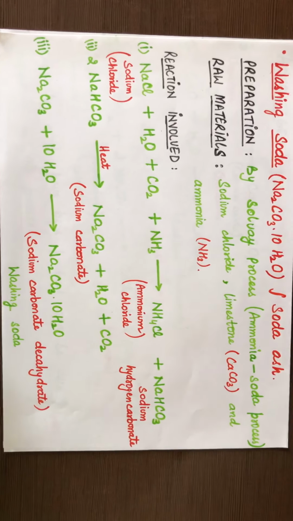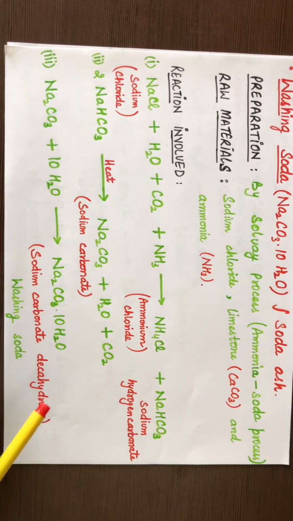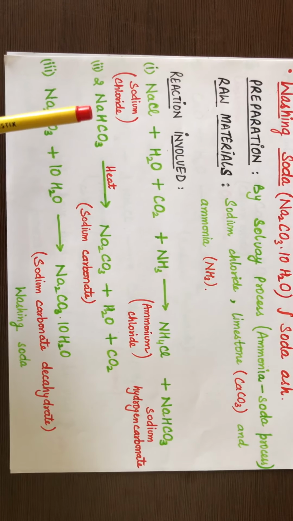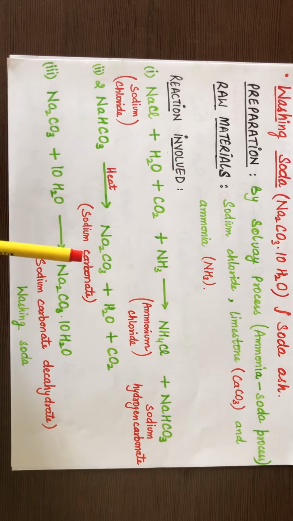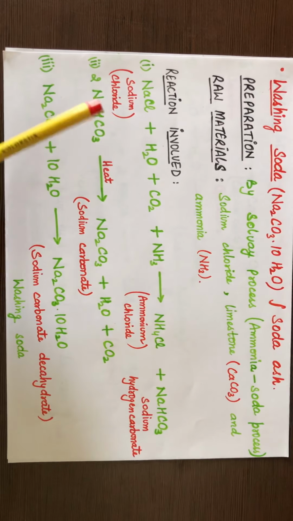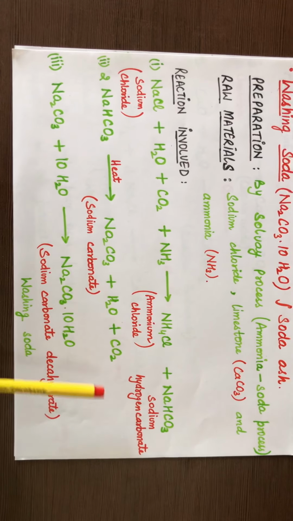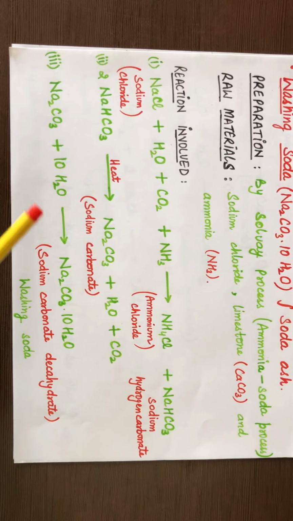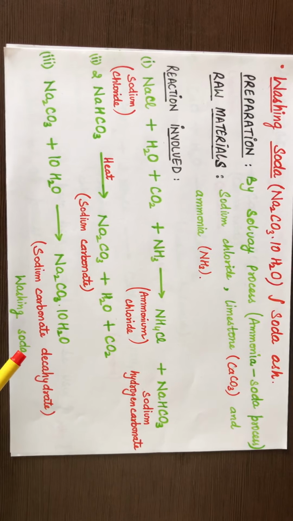But to get the washing soda, two further steps are involved, and the next step is this: baking soda is heated, and we get sodium carbonate with carbon dioxide and water as products here. And this sodium carbonate, further reacted with water, gives us sodium carbonate decahydrate, which is known as washing soda.